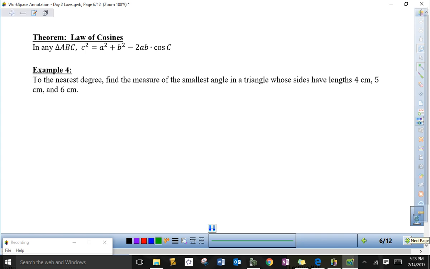Okay, the next problem: to the nearest degree, find the measure of the smallest angle in a triangle with side lengths 4, 5, and 6. Go ahead and draw yourself a picture here and see if you can find the missing angle. Remember, this one is a little bit tougher, but I want to see if you can remember the process.